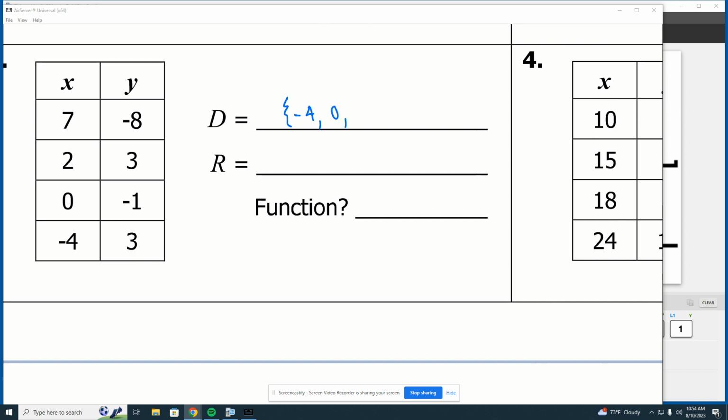-4, 0, 2, and 7. And that's a joke. I've made a couple in my life. And then what about the range? -8, -1, 3.